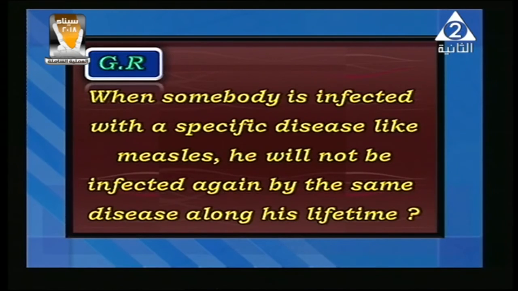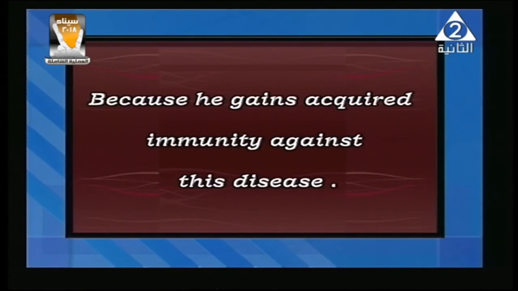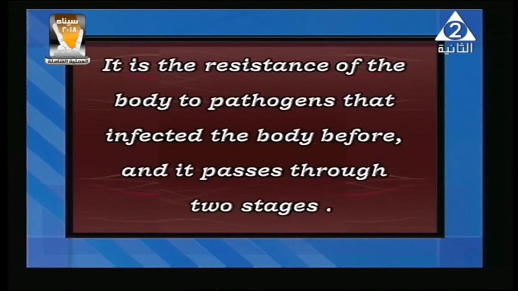We have a give-reason here just to remind you. When somebody is infected with a specific disease like measles, he will not be infected again by the same disease throughout his lifetime. Well, because he gains acquired immunity against the disease. Do you remember the memory cells? It is the resistance of the body to pathogens that infected the body before, and it also passes through two stages.